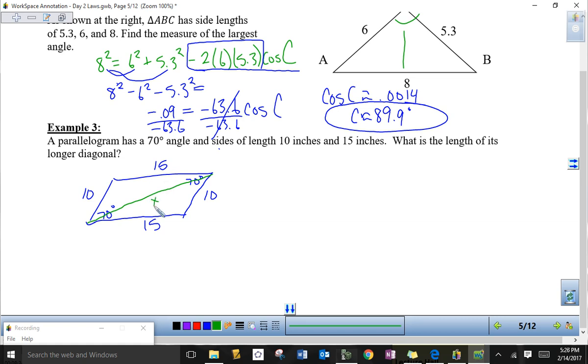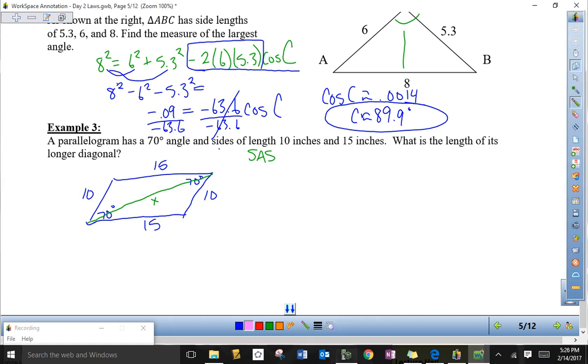I'm calling it x. Well, in order to use law of cosines to solve for a missing side, I need to have the sides on the outside of my angle. Well, the sides that I'm given in my triangle, and I'll highlight it here so we can see it, are 10 and 15, but I don't have the included angle. So that means I need to know that, or I need to be able to figure it out from my picture.